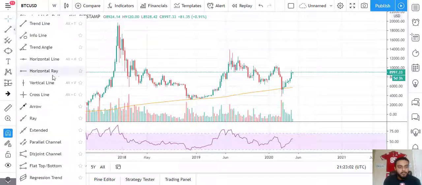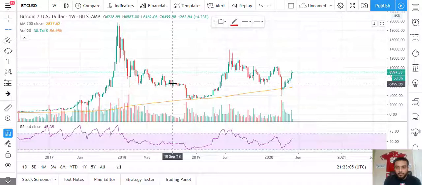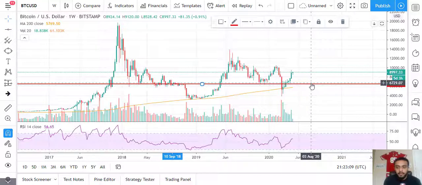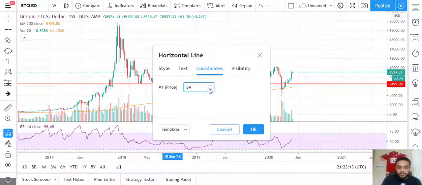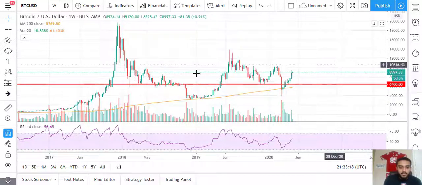We want a horizontal line. Okay, so right around this area. All right, and I'm gonna go ahead and make this even more precise. I'm just gonna do 6,400. All right, hit OK.